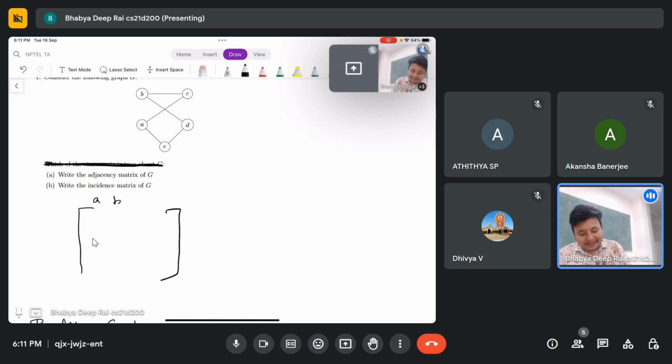I'll label the columns A, B, C, D, E, because these are my vertices, right? And I'll label the rows as A, B, C, D, E. Next, let me check what A is incident on. A is incident on C and E. What is B incident on? B is incident on C and D. Others are 0.